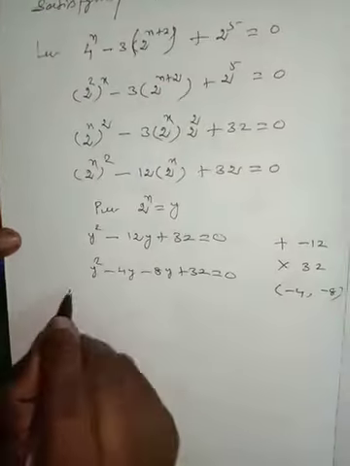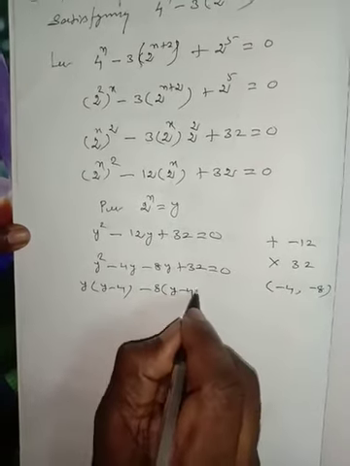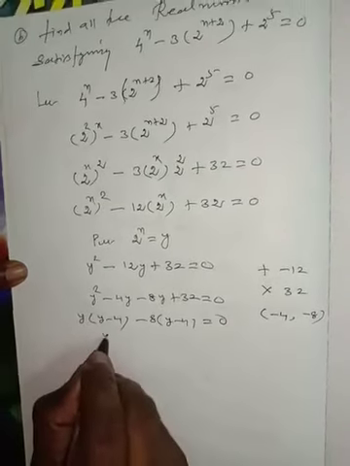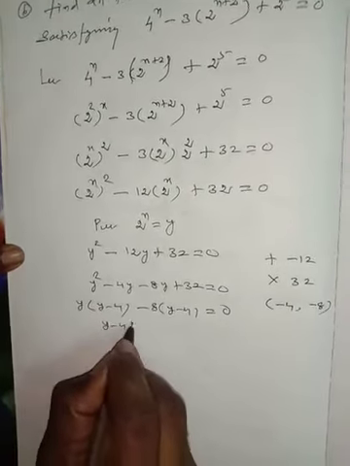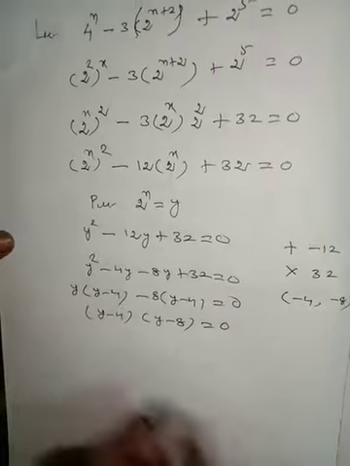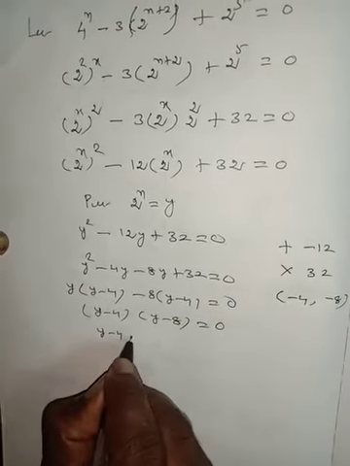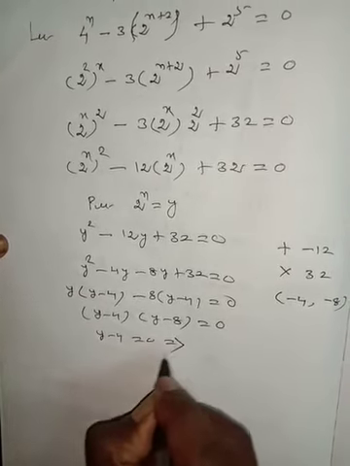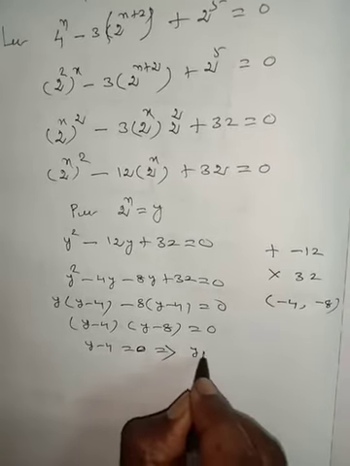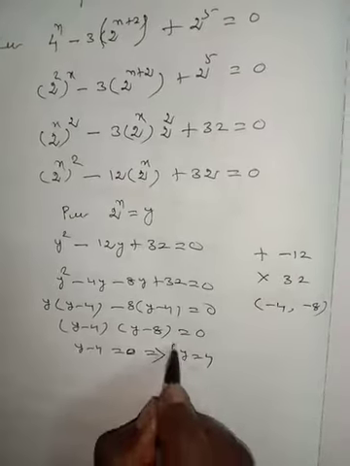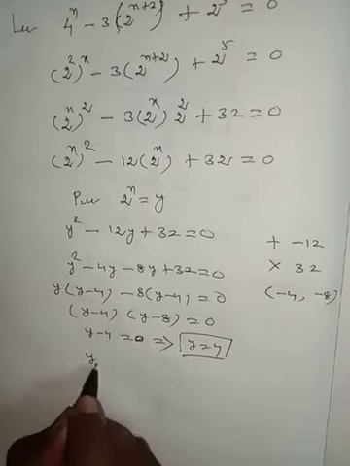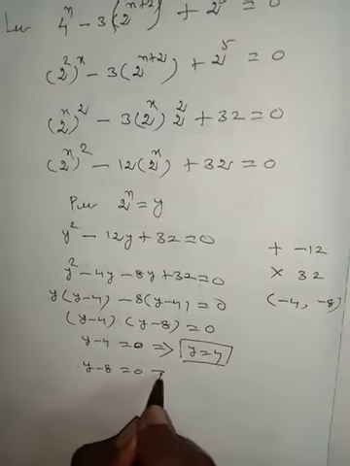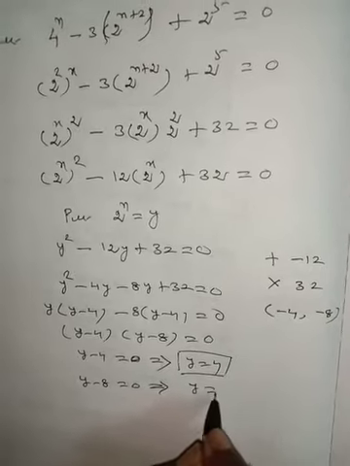Take first two terms, y is common, y minus 4. Next two terms, 8 is common. So y minus 4 into y minus 8 is equal to 0. y minus 4 is equal to 0 implies y is equal to 4. y minus 8 is equal to 0 implies y is equal to 8.